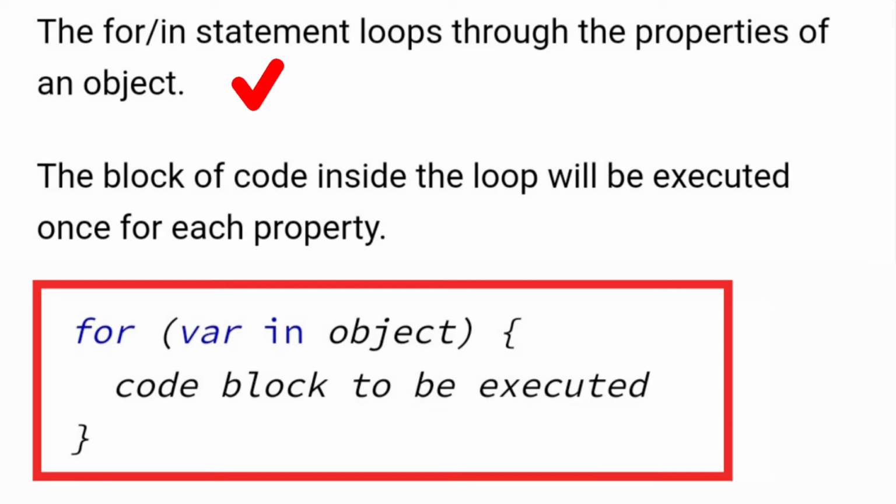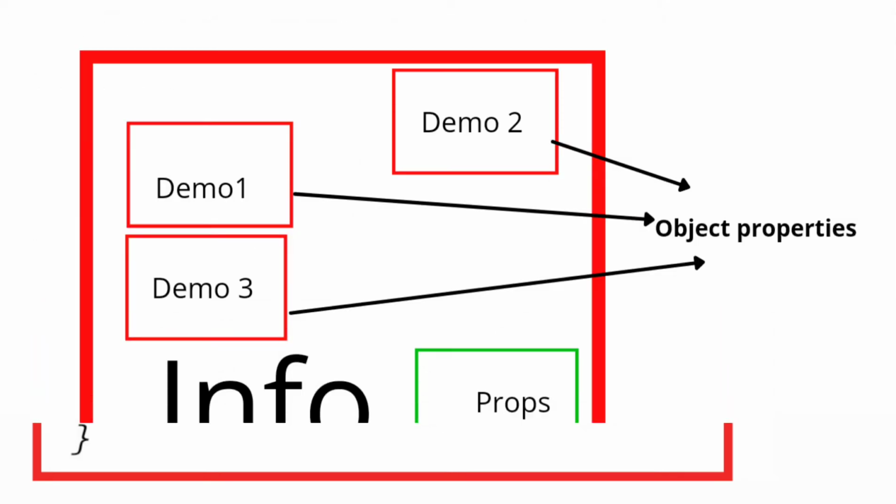The for in statement loops through the properties of an object, and the code we write will be executed for each property. About its syntax, we write, between parentheses, our variable, in, and the object that we created. And we open the curly brackets. We write the code that we want to be executed after.